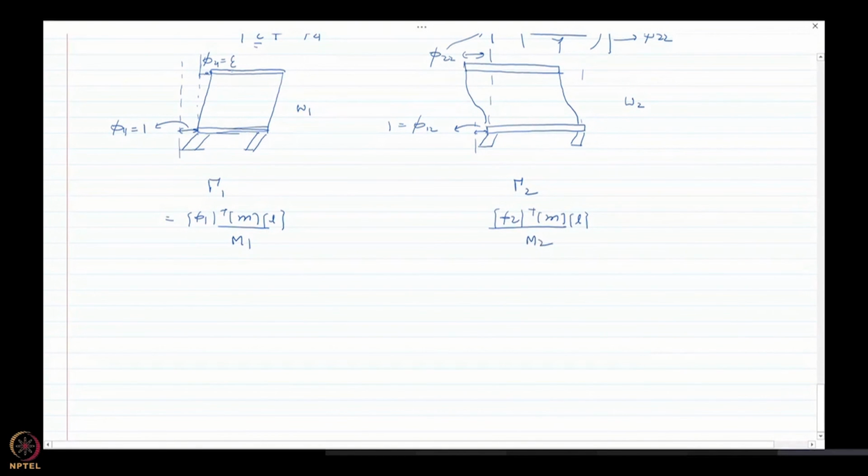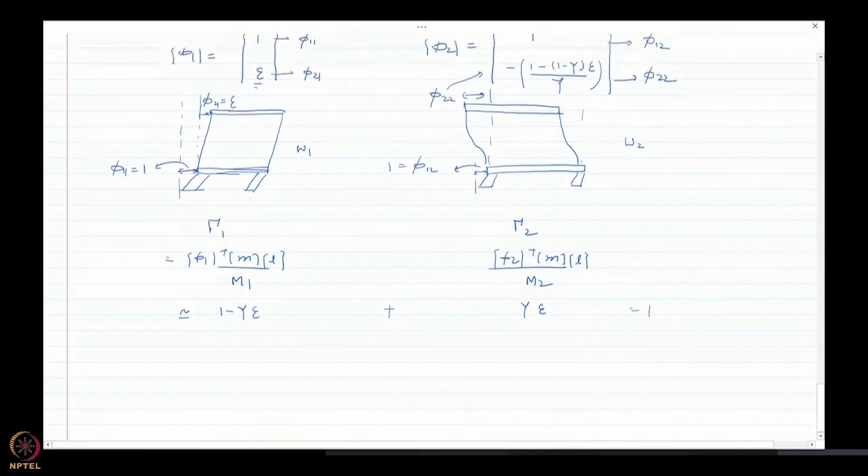Okay, so you can multiply the mode shape and find out. You would get this approximately equal to 1 minus gamma times epsilon, and this you will get as gamma times epsilon. And of course if you sum this up it would be equal to 1, because the sum of contribution of each mode should be equal to 1. But what I'm saying is, in the second mode the contribution of the superstructure is not negligible compared to the contribution of this phi 12, which is the base isolation.